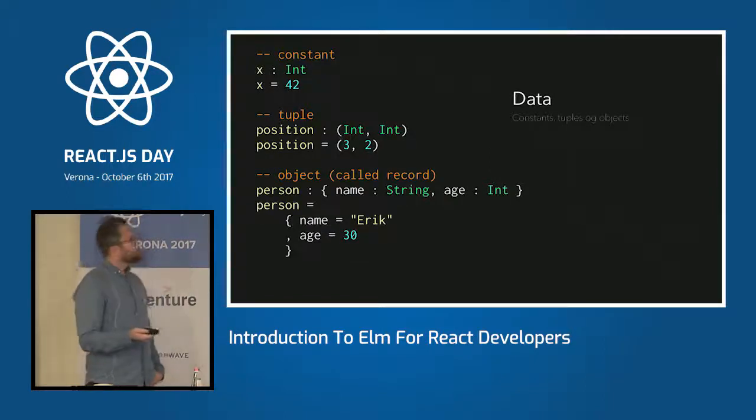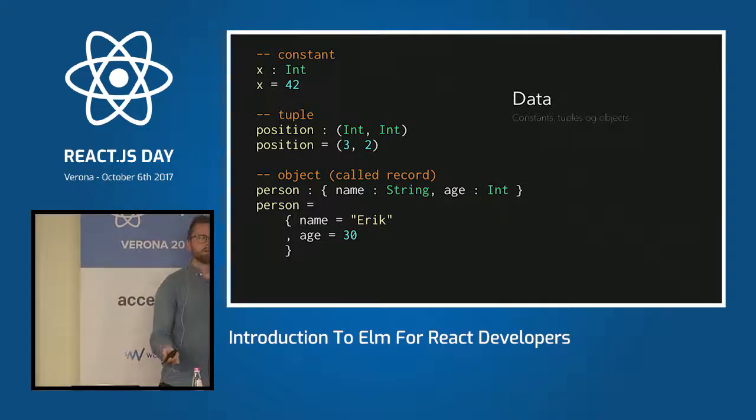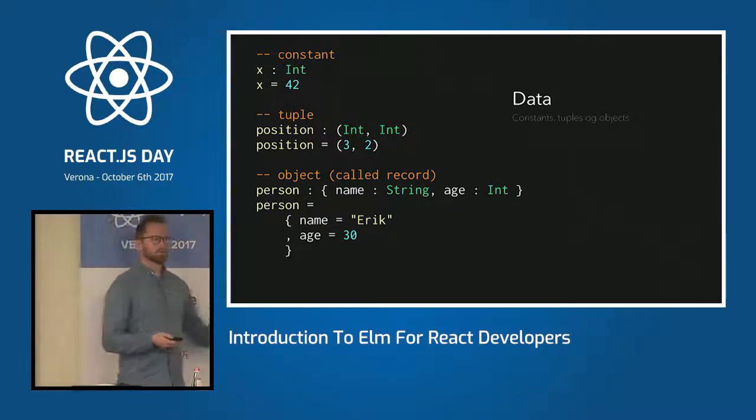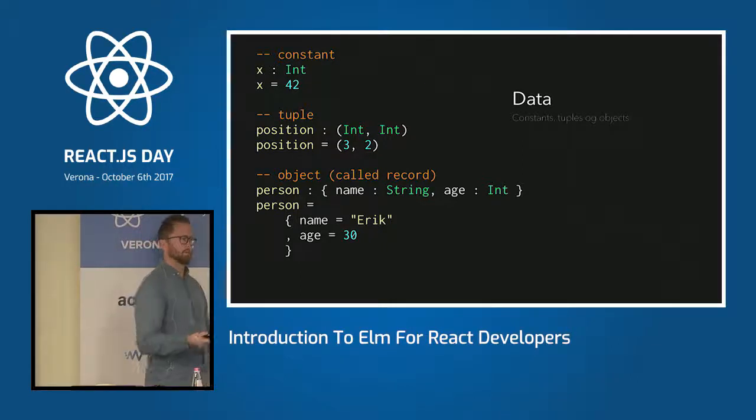So we have constants to store data. We also have tuples. We don't have that in JavaScript, but you do in Python and some other languages. And then we, of course, have ordinary objects like in JavaScript, which are called records in Elm, but I'll refer to them as objects for familiarity. So here we say that person has type object with field name of type string and field age of type int. So this is similar to what it would look like if you use TypeScript or Flow, right? You would denote all the types on your values. You don't have to, but you should.